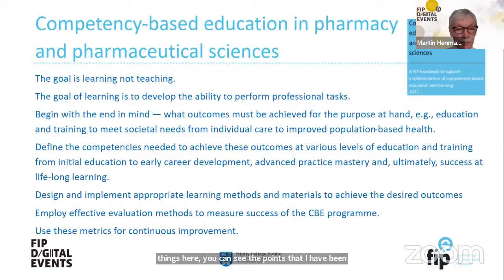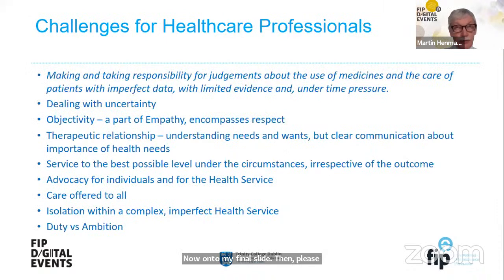Now, on to my final slide then, please. We need education and training in order to help us manage the challenges that we face. In particular, taking responsibility for judgments about the use of medicines, the care of patients. We usually have to do this with imperfect data, with a limited amount of evidence, not all of which is of good quality, and under time pressure. So all of the bullet points underneath there, you can see are things that we are trying to help learners to attain in order to be able to go on and practice. We also are trying to help our staff attain these so that they can sustain the practice that they provide at the moment. Without education and training, we cannot sustain our profession. Next slide, please. Thank you very much.